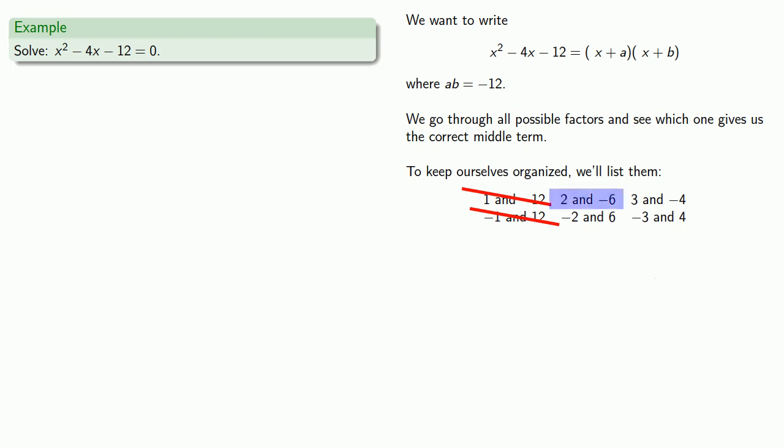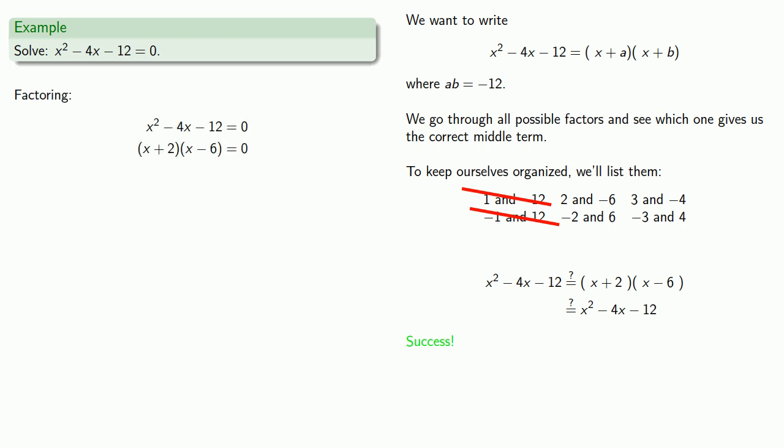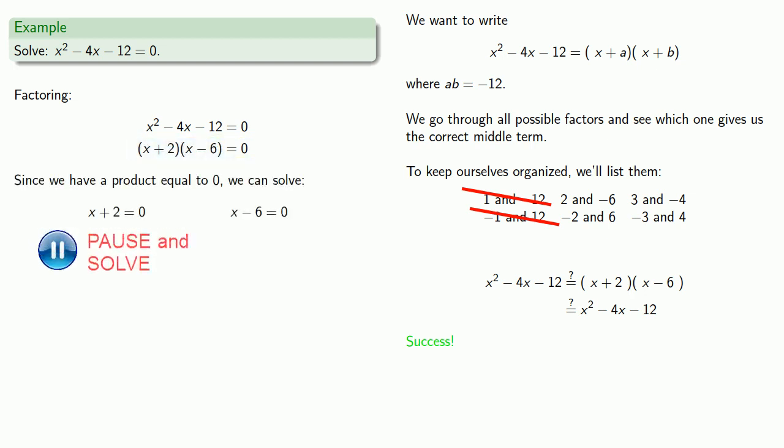What about 2 and negative 6? Is x squared minus 4x minus 12 equal to x plus 2 times x minus 6? We have to expand and check. And it is. So x squared minus 4x minus 12 factors as x plus 2 times x minus 6, and we're back at the point where we have a product equal to 0, so we know that one of the two factors is 0, and we can solve.